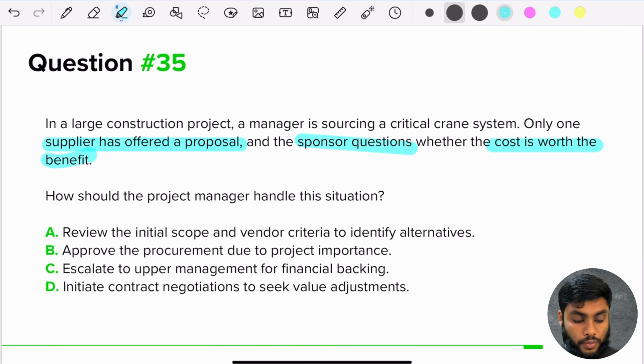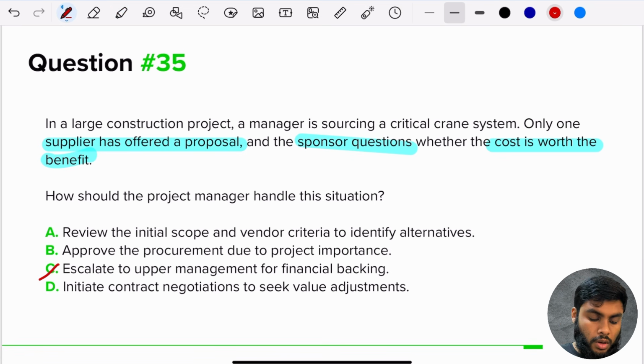What should we do? Review the initial scope and vendor criteria to identify alternatives. Approve the procurement due to project importance. Escalate to upper management, so we don't want to escalate things. Initiate contract negotiations to seek value adjustments.